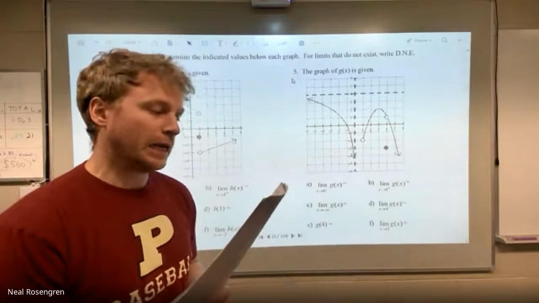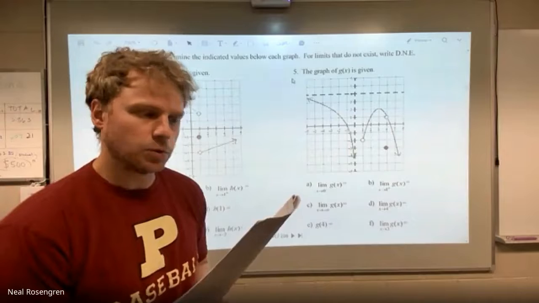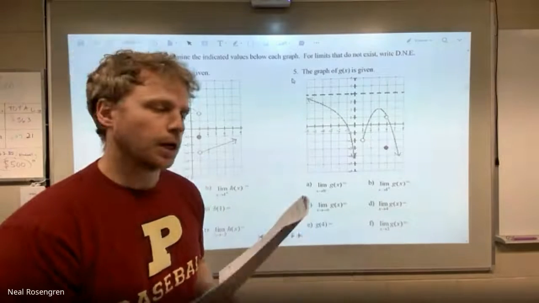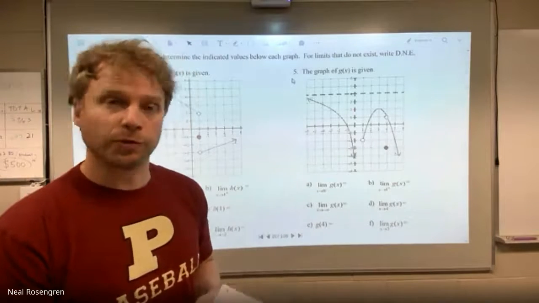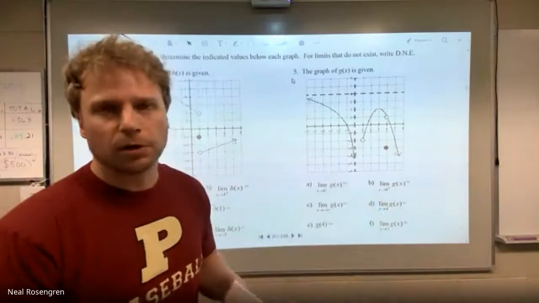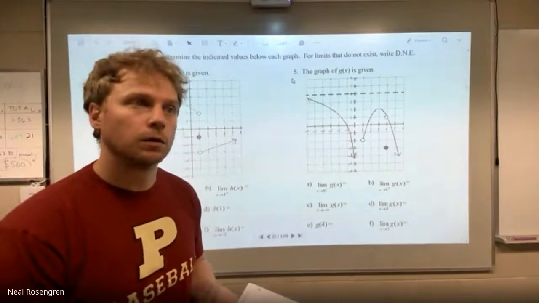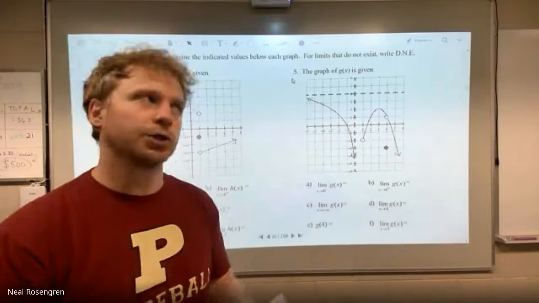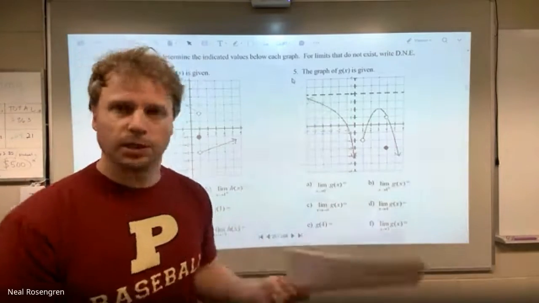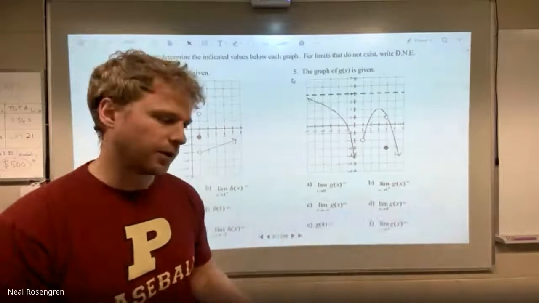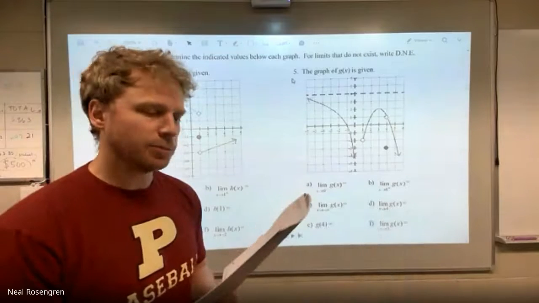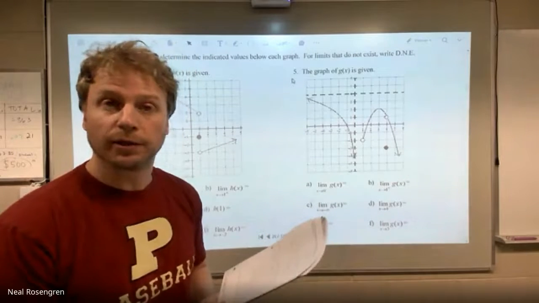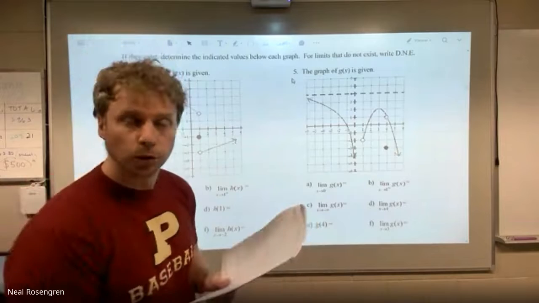Like for number 8, is the limit of g of x as x approaches 1 actually 2? If it is true, then just say true. But if it's false, describe why. You know, it's not 2, it's actually 5. Or it's not 2, it doesn't exist, and here's why, that kind of thing. Same thing for 9, same thing for 10. Figure out if you think the statement that's there is true or false.